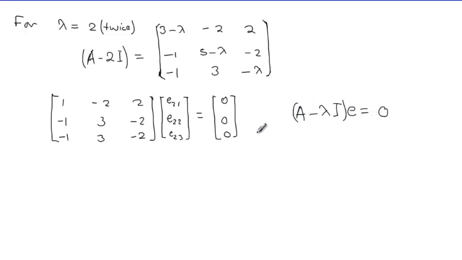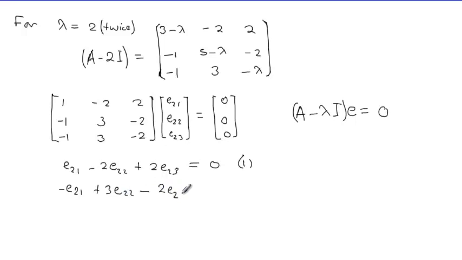This gives us 0. Then this translates to a system of equations, which would be E21 minus 2E22 plus 2E23 equals 0. Then minus E21 plus 3E22 minus 2E23 equals 0, that being equation number 2.